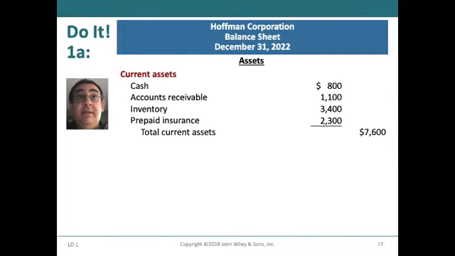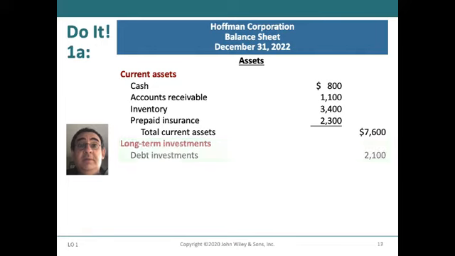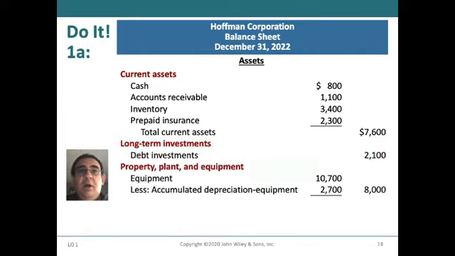We start with the assets section, wherein we'll list current assets first, and in order of liquidity, start with cash for $800, accounts receivable for $1,100, inventory for $3,400, and prepaid insurance for $2,300, giving total current assets of $7,600. Then our long-term investment section, we'll have the debt investments for $2,100. Then our property, plant, and equipment section, where we'll show equipment at a cost of $10,700, and then deduct accumulated depreciation of $2,700 for a net of $8,000.